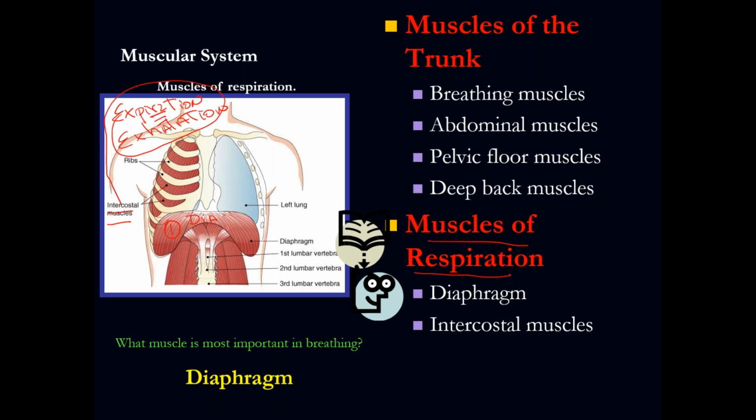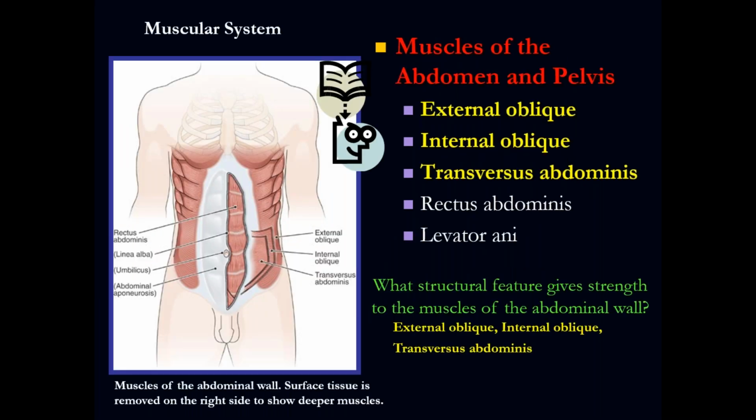Meantime, we have the diaphragm, and the diaphragm is the most important muscle for inspiration. Inspiration or inhalation, it's the same to say inhalation or inspiration. All right, so those are the two things that we need to remember about the muscles of the thorax.